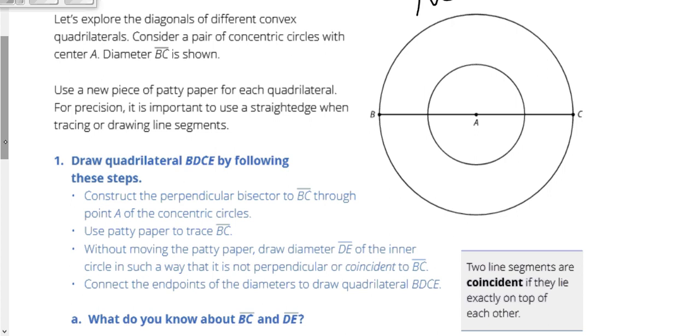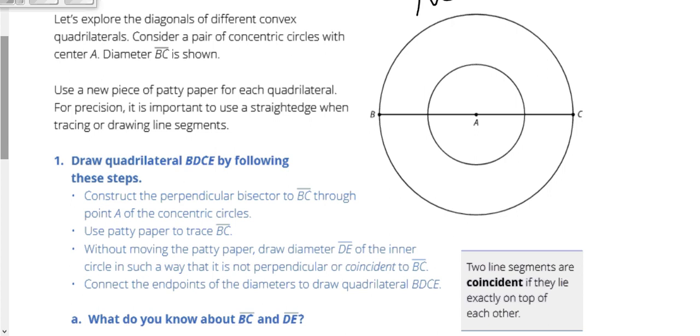Okay, so we're going to start off here. We're going to skip the first couple of bullets on the blue part, and we need to draw a diameter DE of the inner circle. These are concentric circles. They both have a center of A. They've already drawn the diameter of the larger circle, which is BC, and now we need to draw the diameter DE of the inner circle so that it's not perpendicular and it's not coincident. Coincident means, just like it says in the definition there, on top of each other.